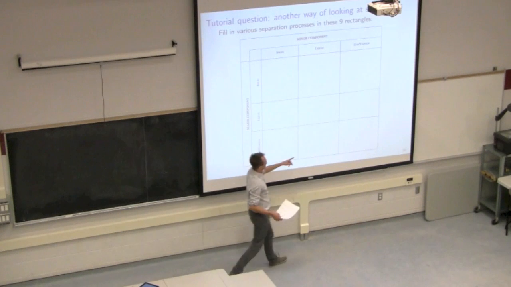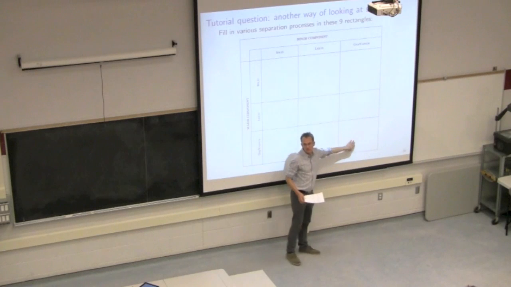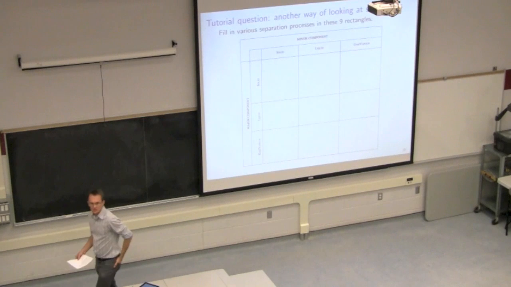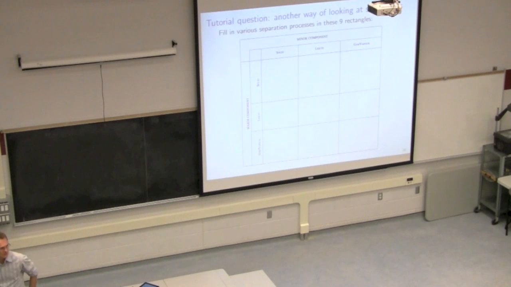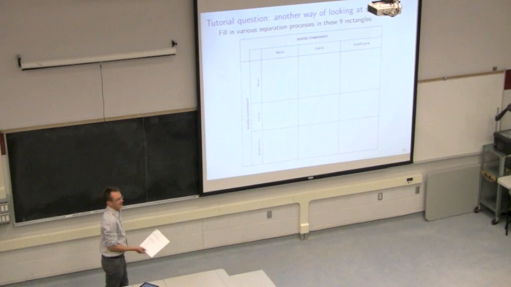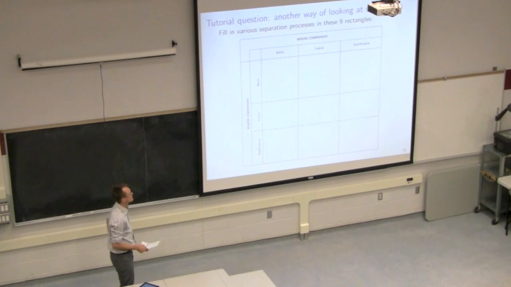One gas from another gas. Membranes, cryogenic distillation. There's absorption and adsorption, so both of them, adsorption and absorption, will separate one vapor phase from another vapor phase preferentially, depending on the adsorbent or absorbent you use.